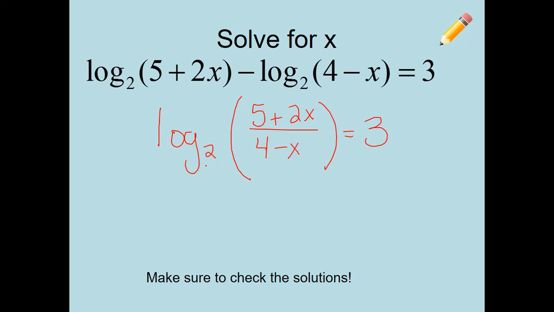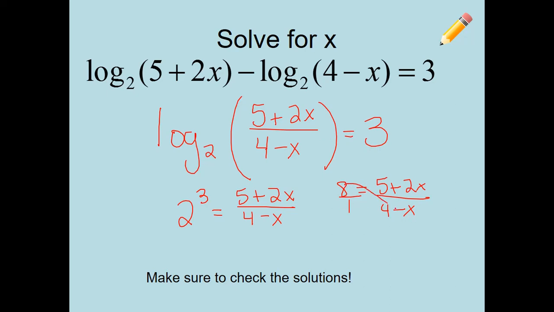Notice all I did, guys, was divide the insides because there was a subtraction in the middle. So let's convert to exponential form. So I get 2 cubed equals 5 plus 2x over 4 minus x, aka this is technically 8 over here, right? 8 equals 5 plus 2x over 4 minus x. How am I going to solve that? Well, if I make this 8 over 1, it's just going back to solving rational equations, right? We did that a long time ago. When we had a fraction equal to a fraction, it's just cross multiplication.